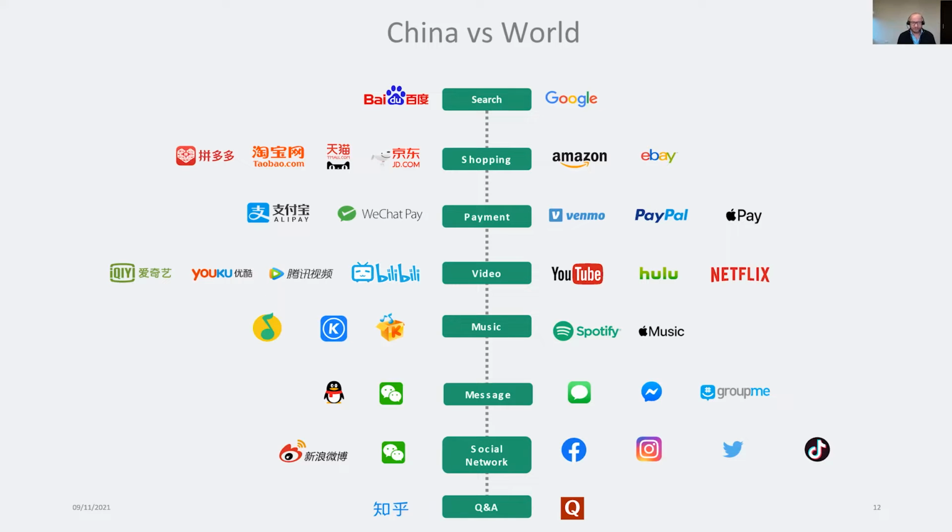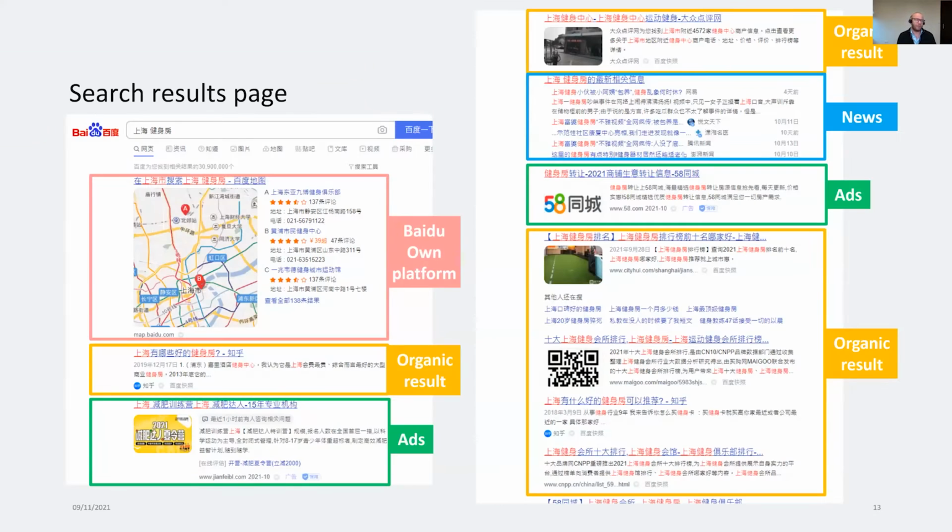Instead of using Google Analytics, there's Baidu Analytics, and so on. And thus, again, very important that you use the local equivalents. If we look a bit at the search results pages of Baidu, there are some differences, and there are some similarities.